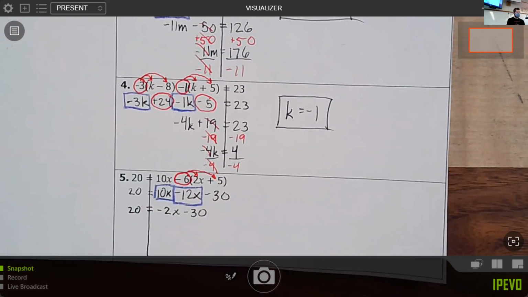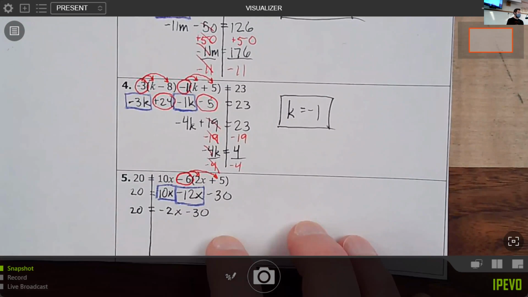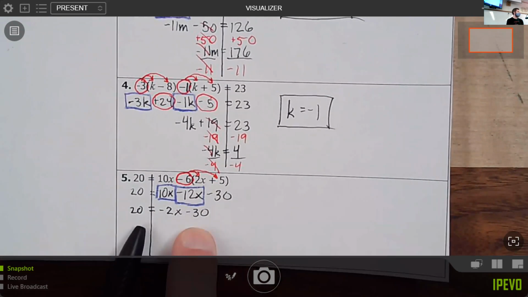So step 1, distribute, if possible. Yeah, it was possible. We did it. Step 2, combine like terms if possible. Yeah, we had like terms, so we did that. Step 3, solve. Usually it's about 2 steps. Look at what we have. That's a 2-step equation. So what do we do next? Get x by itself. What's our next step?